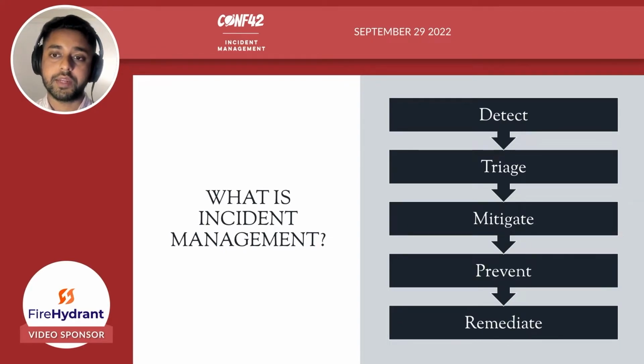Next, we go to mitigate. This means we have to stop the bleeding as soon as possible, minimize the impact to our users, to our employees, and so on and so forth. After that, we can talk about prevention. How do we figure out what the root cause was and actually solve it so that we're confident that this issue is not going to reoccur? And then finally, remediation. What are the follow-up action items that we need to make sure that our systems are more resilient to such situations in the future?